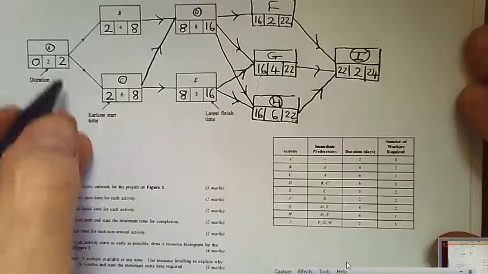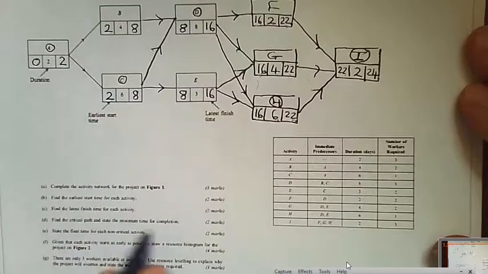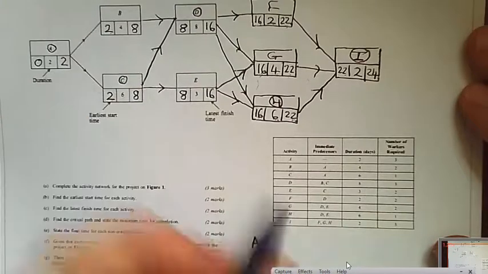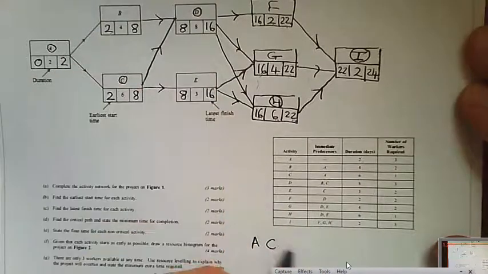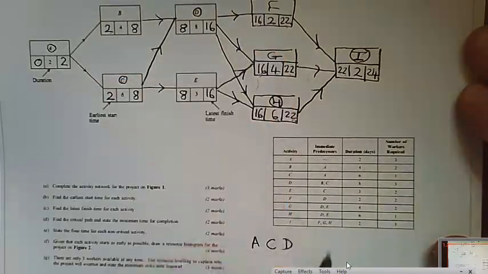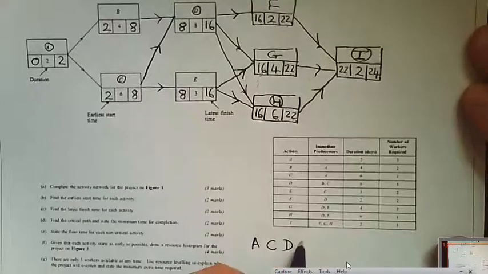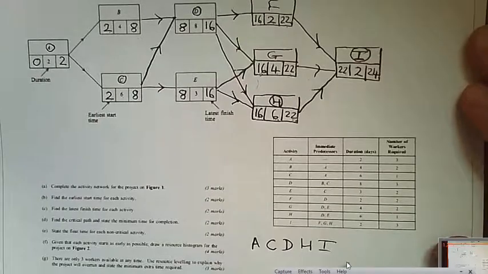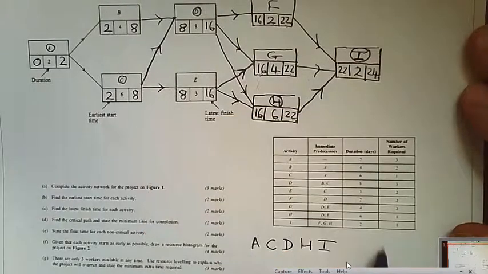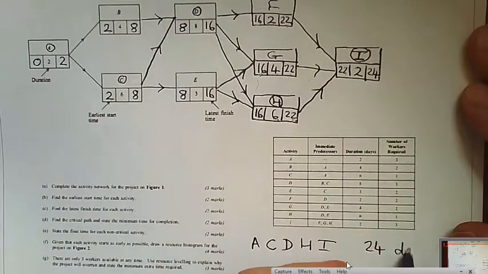So we have a critical path of A, C, D, H and I, and the time for completion is 24 days.